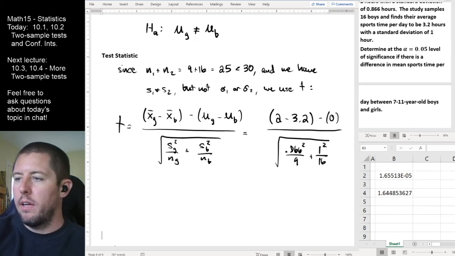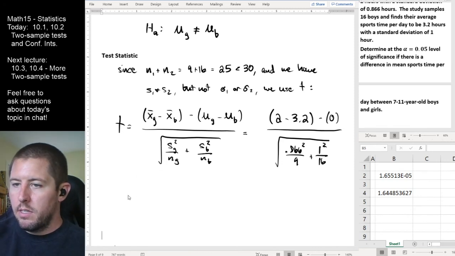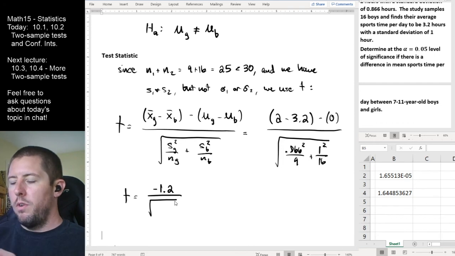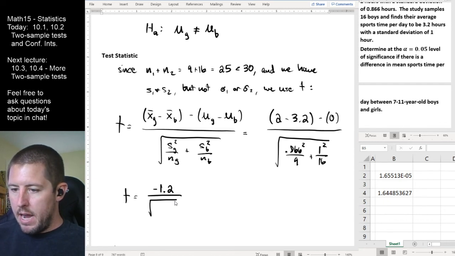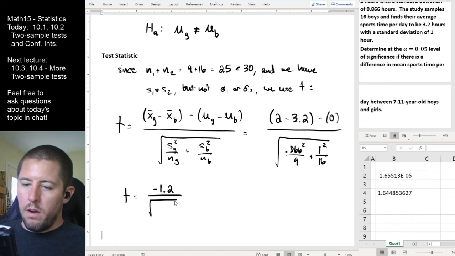Let's go over to our calculator and see what we're going to get here for our t-value. I've got a negative 1.2 up in the numerator. And down here in the denominator, what are we getting the square root of? I'm doing 0.866 squared divided by 9 plus 1 squared divided by 16, and I'm getting 0.1458.